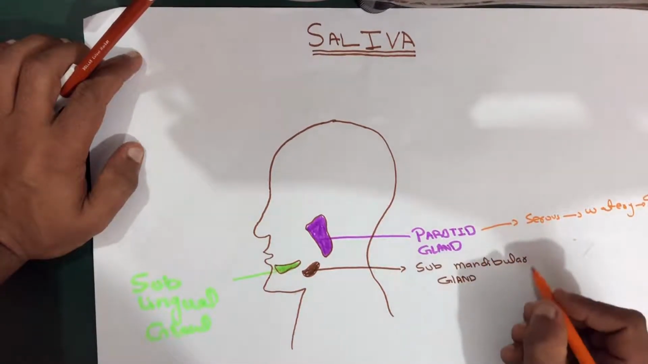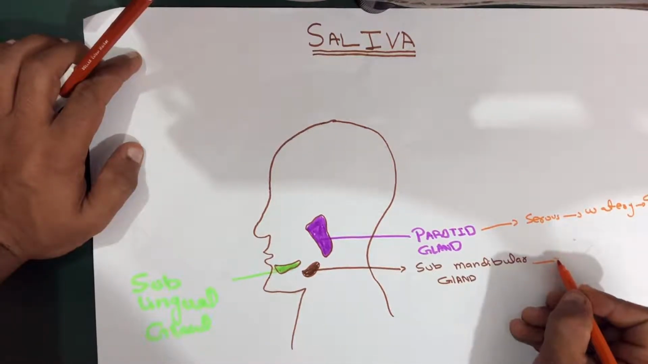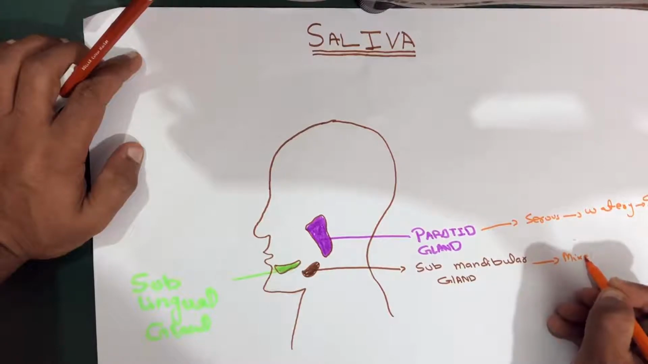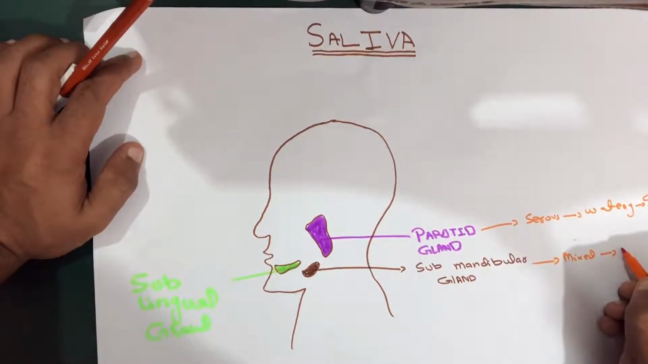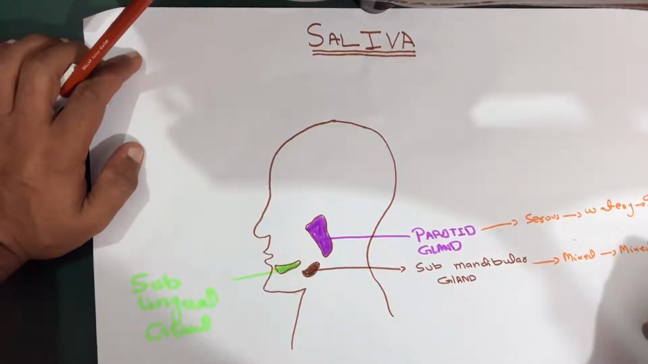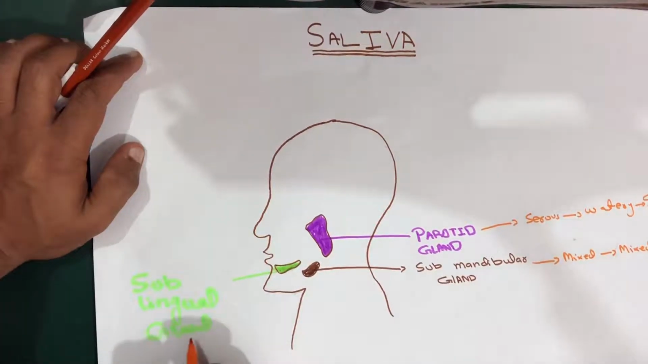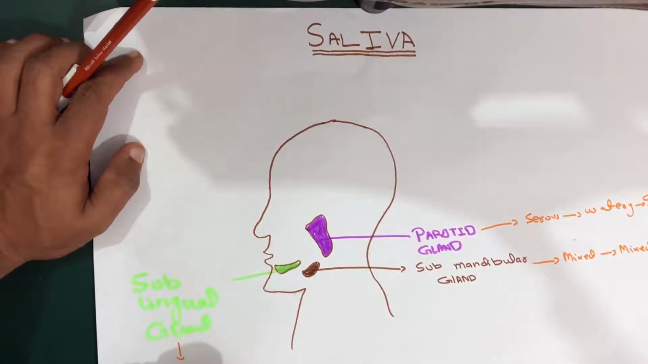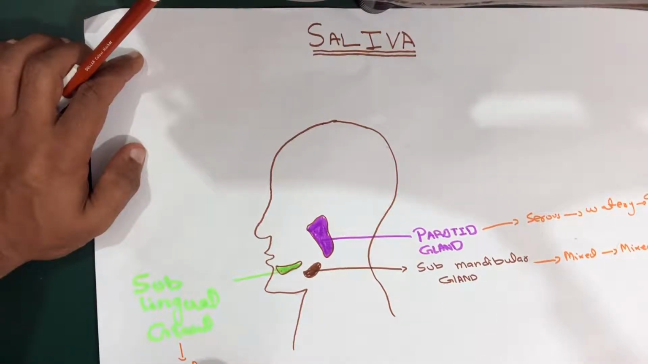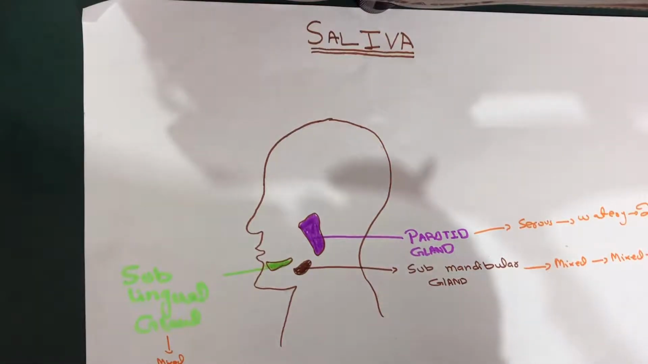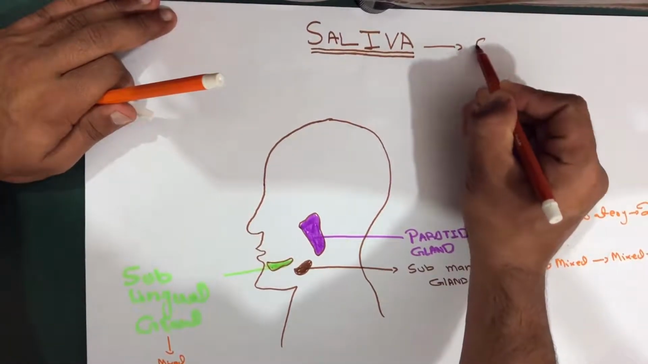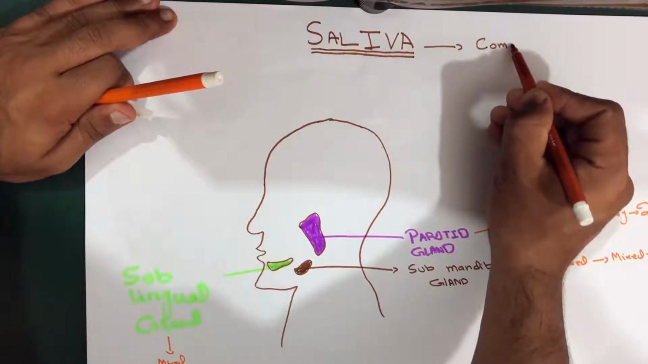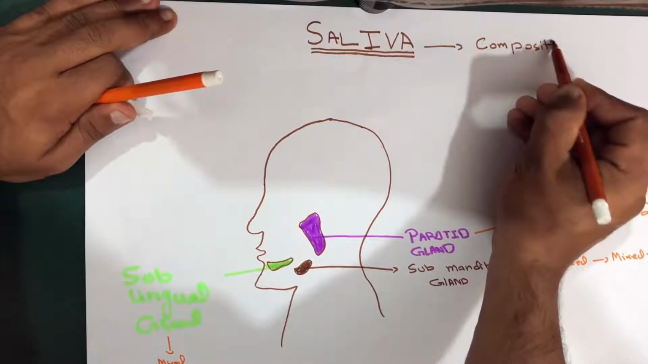overall saliva secreted. When we talk about the submandibular gland, it is a mixed type and it secretes a mixed secretion, and it constitutes about 70% of your saliva. The last one is the sublingual gland. It is the mixed type, and its secretion is thick and viscous, and it constitutes only about 5% of the saliva. Now let's talk about the composition of the saliva.